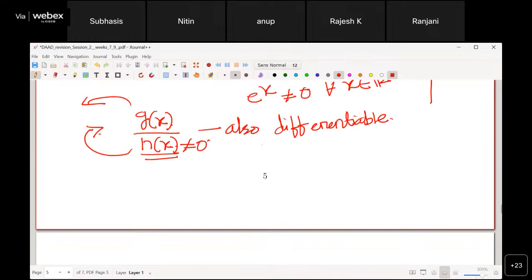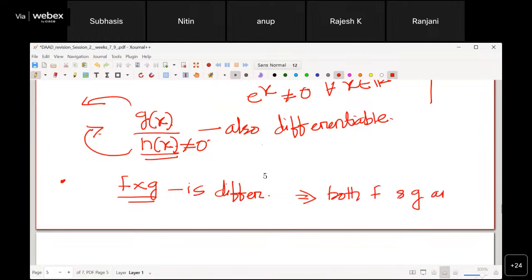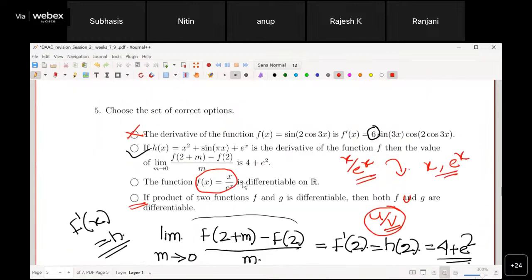No. So basically you have two functions, right? It's saying f times g, this product, is differentiable, right? It's saying if this product is differentiable, then both f and g are differentiable. So it's saying if the product of two functions is differentiable, then both f and g are also differentiable. So do you think this is a correct statement?